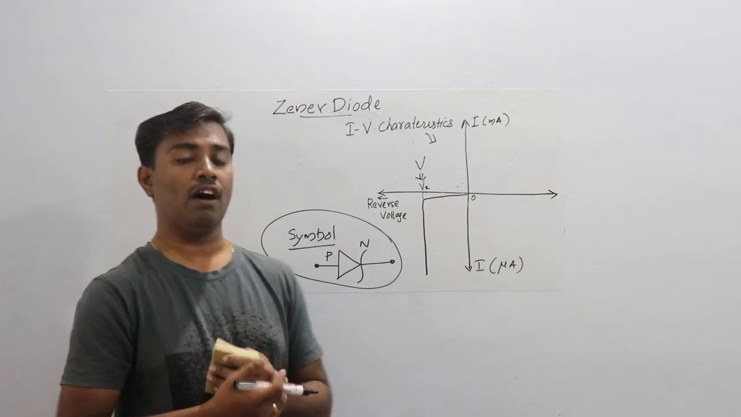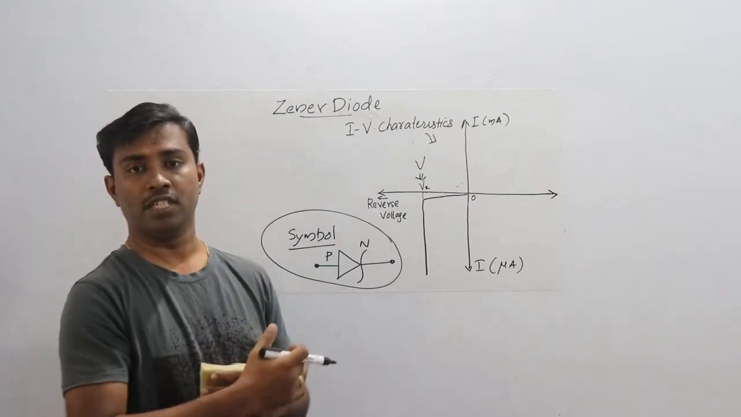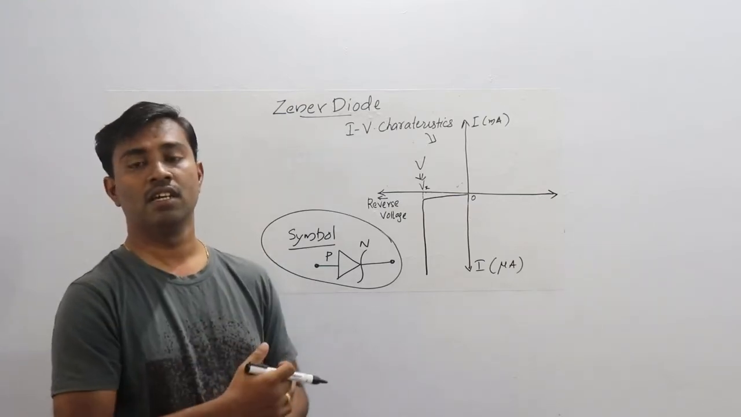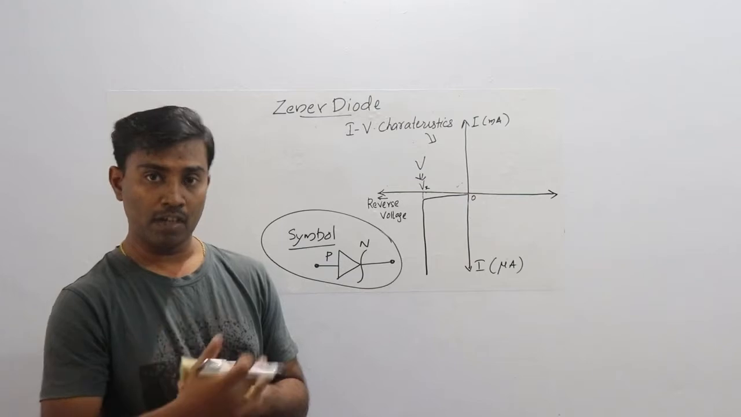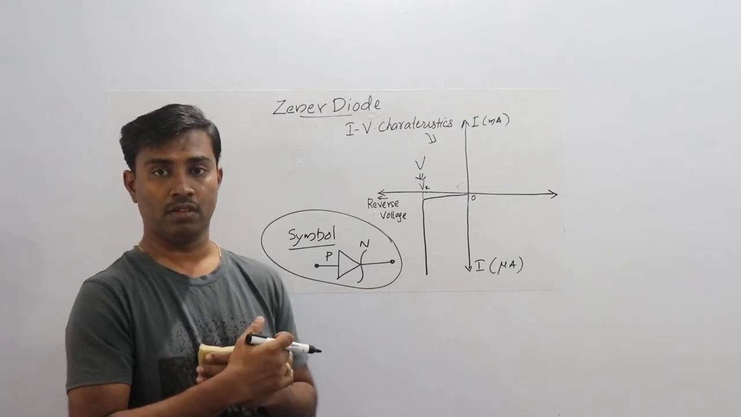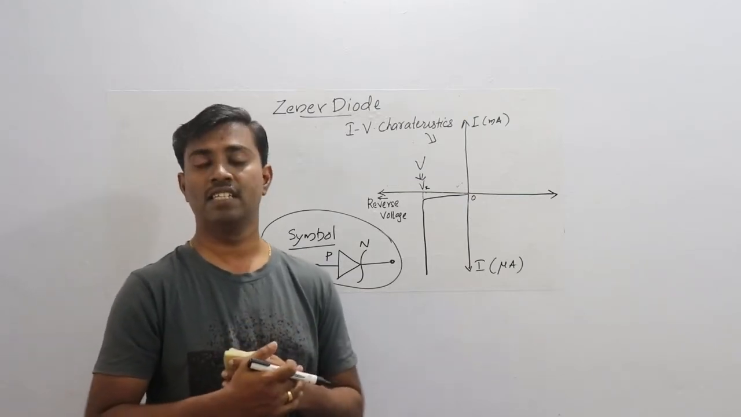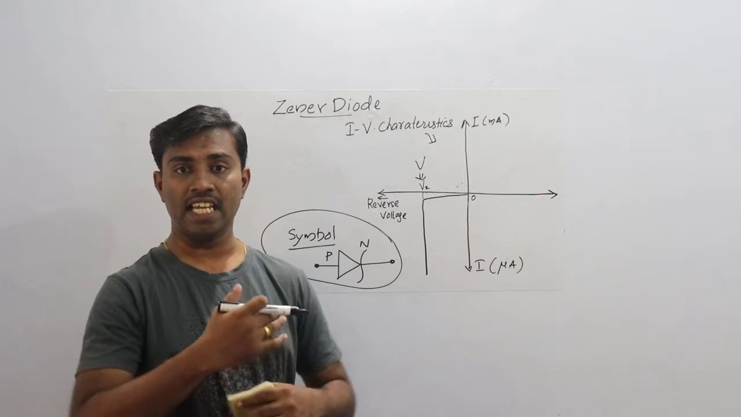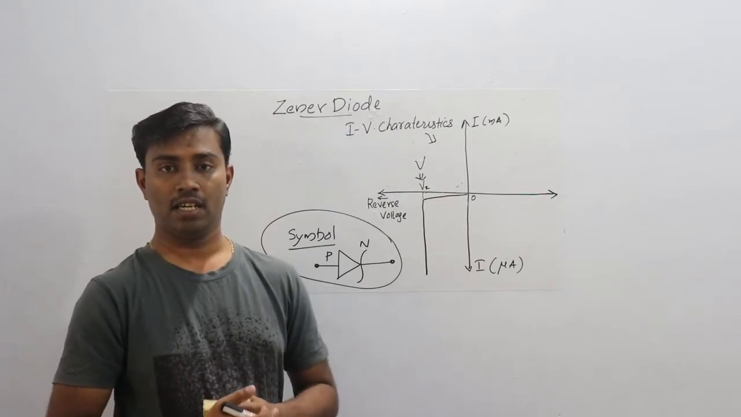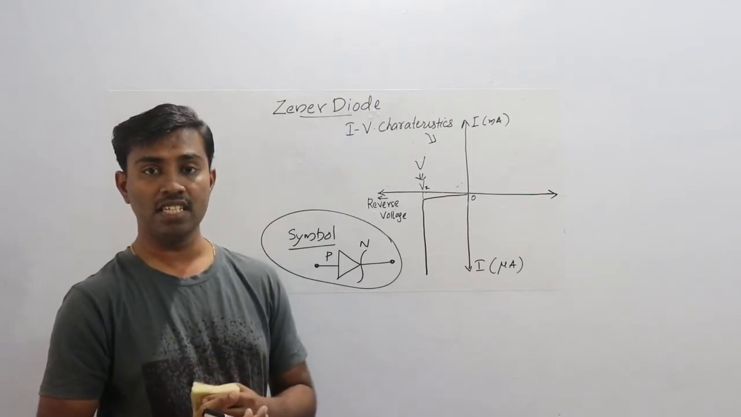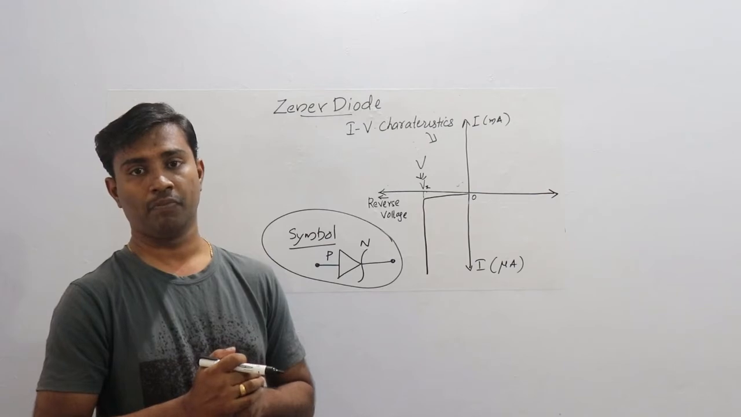After the breakdown voltage, if we again increase the reverse voltage, there is only an insignificant increase in current.